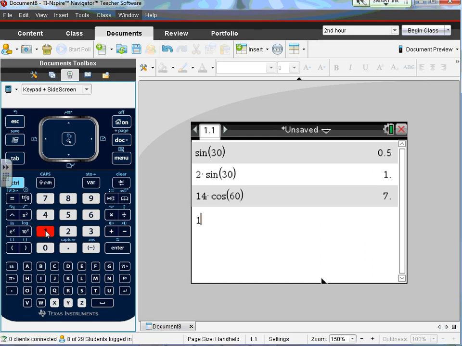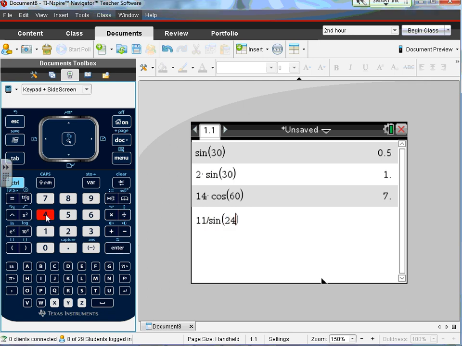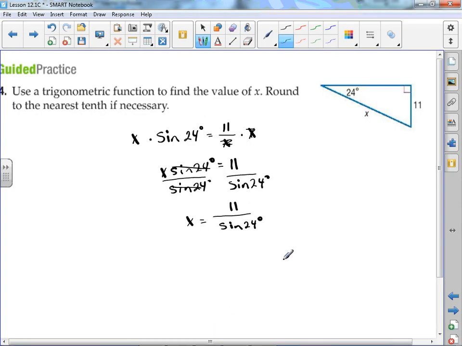All right, so 11 divided by sine 24 degrees. Enter. Okay, now the worksheet that you've got today, once it's rounded to the nearest tenths, the 0's in the tenths position. Since that's a 4, 3, 2, or 1, or 0, I will not increase that up. So my answer is going to be 27.0 on this one. All right, so x is approximately 27.0.